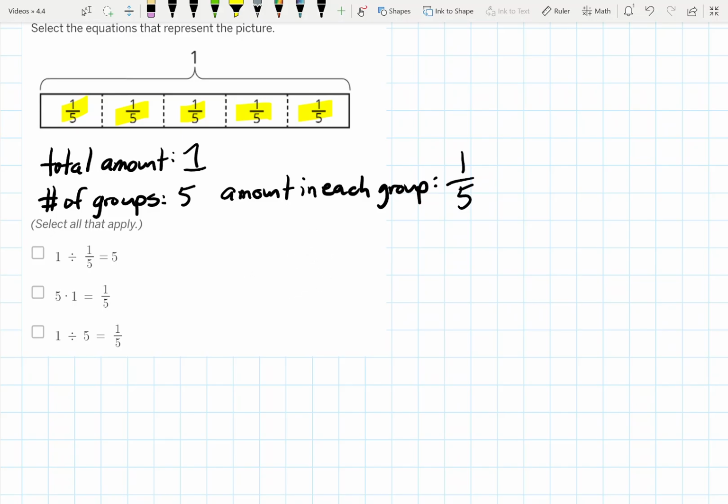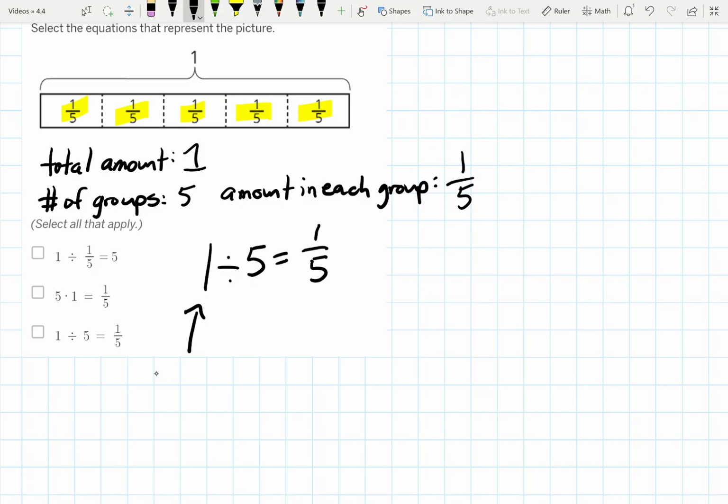It's actually not even true. 5 times 1, we know that's 5. It's not 1/5. So that's kind of a red flag. Now let's look at 1 divided by 5 equals 1/5. Let's see if this one represents the picture.